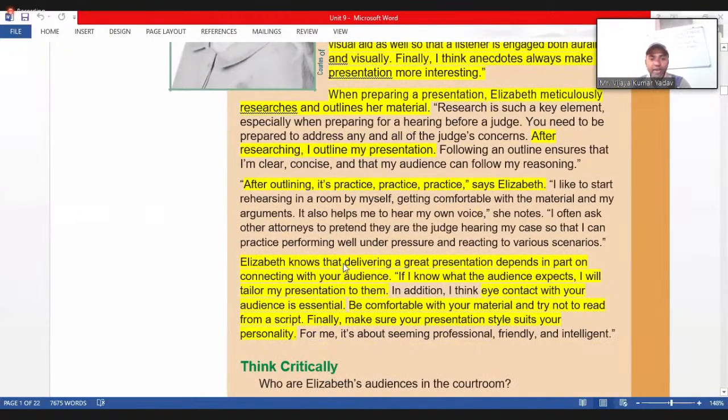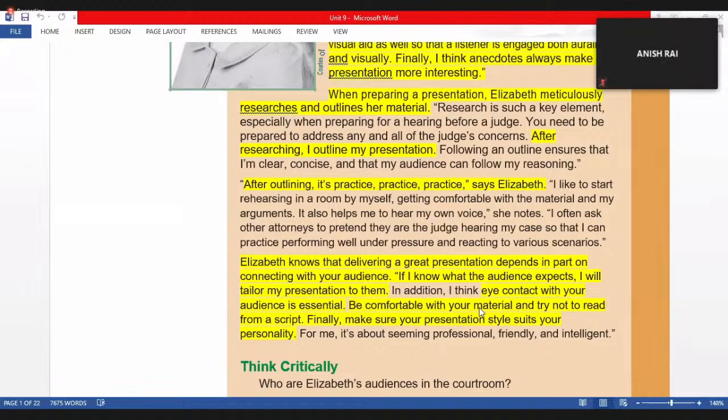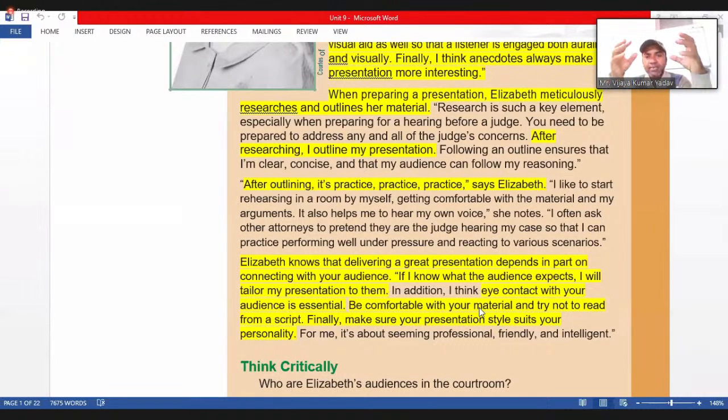Elizabeth knows that delivering a great presentation depends in part on connecting with your audience. Again, focusing on audience, isn't it? So Elizabeth accepts this fact. According to Elizabeth, a presenter must have complete knowledge of the audiences, because you are giving the presentation, and if your listeners are well qualified, well educated people, then you have to change the mode of the presentation.